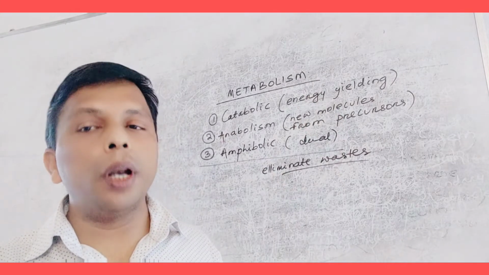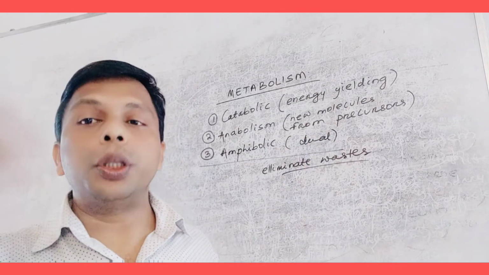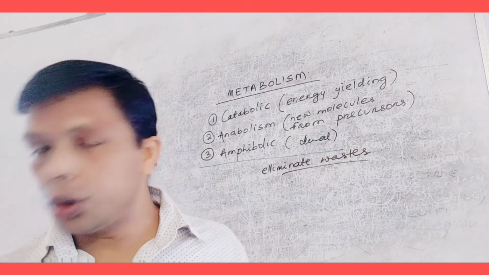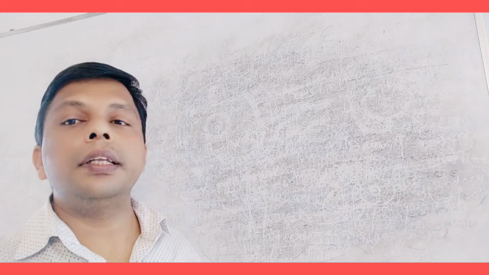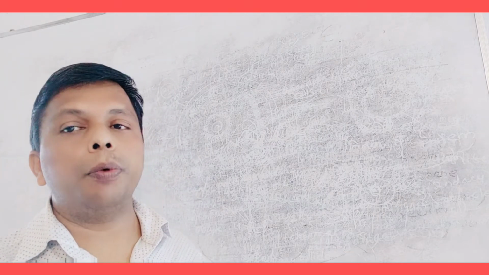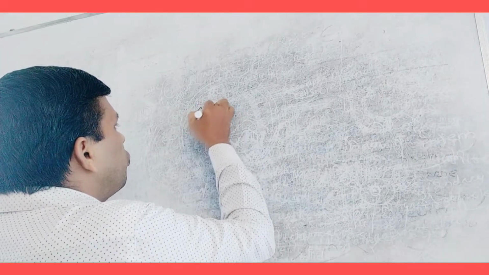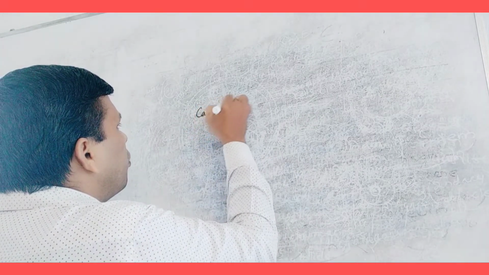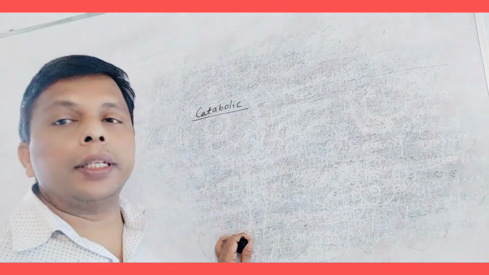Okay. So let's discuss all these pathways in detail. Let's discuss the three different pathways of metabolism. What are the three pathways in detail? First, the catabolic pathway. What happens in this pathway?